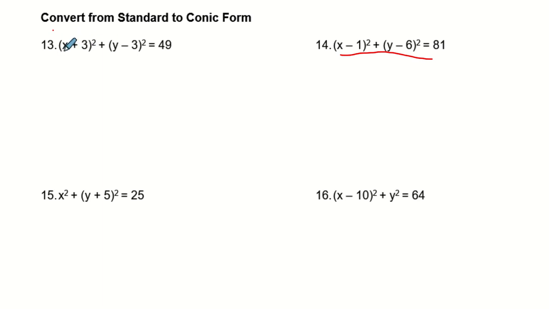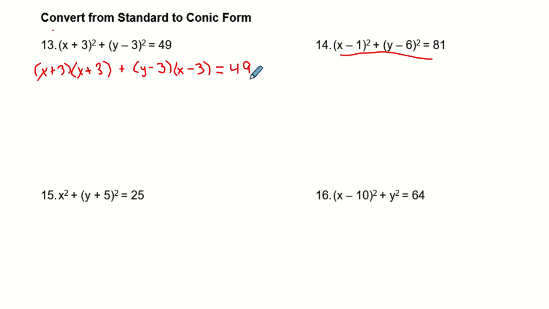So what I mean by that is (x + 3)² actually means x plus 3 times x plus 3. (y − 3)², and I'm going to put a little plus sign here, means y minus 3 times y minus 3. And then equals 49.